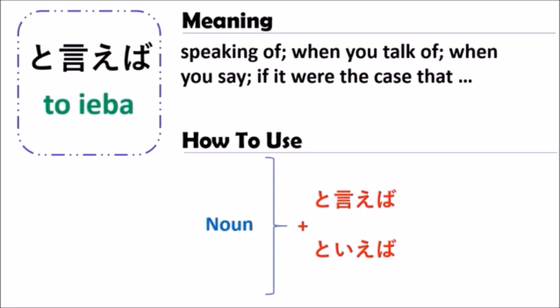So when you say to ieba in Japanese, that means you mention something, or you are speaking or talking about something, and you take that to be the case or example. You can say speaking of, or when you talk of, or when you say, if it were the case that something like this, meaning you say something as an example.